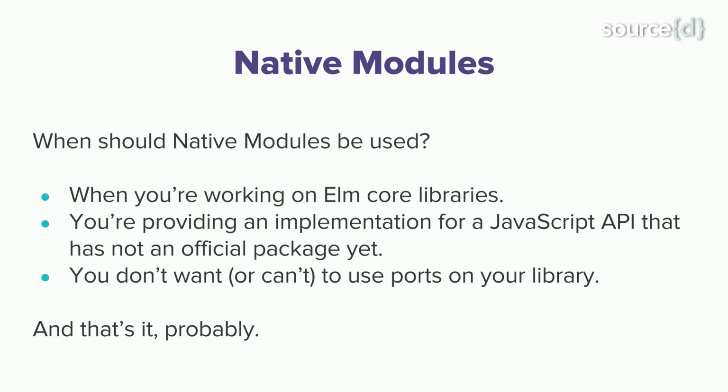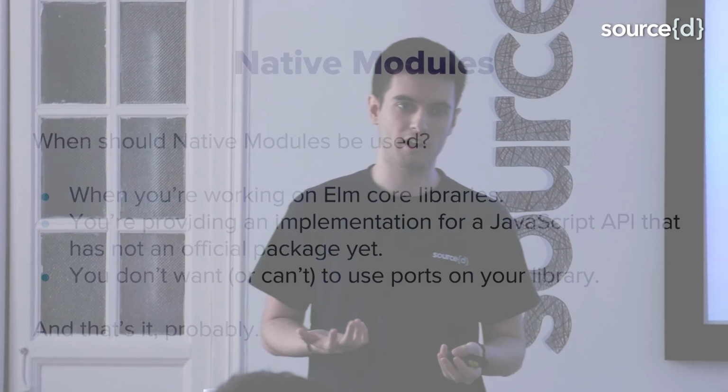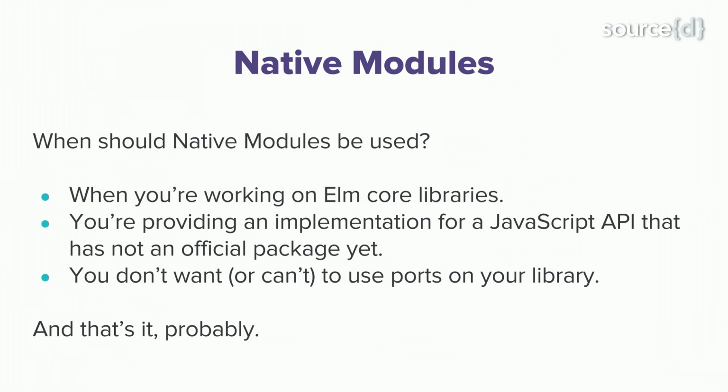So when should we use native modules? Obviously, if you're contributing to the Elm core libraries, or for example, libraries that provide some web APIs or something like this. And also, if you don't want to expose ports on your application, because ports require the user to implement something in the JavaScript side. So for example, if you're implementing, I don't know, a local storage library, you don't want the user to be writing the bindings in JavaScript. You just want the user to be able to use it. So in this case, you need native modules.